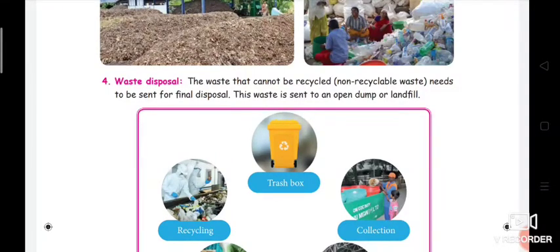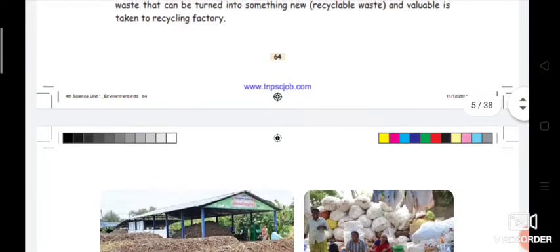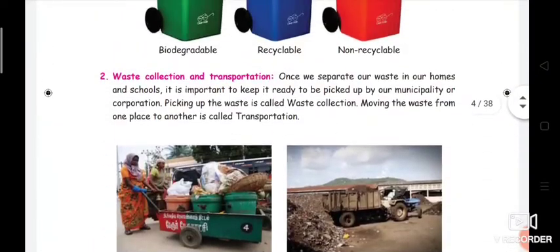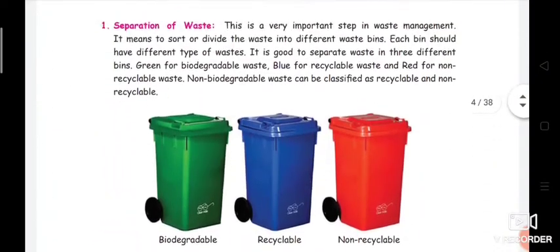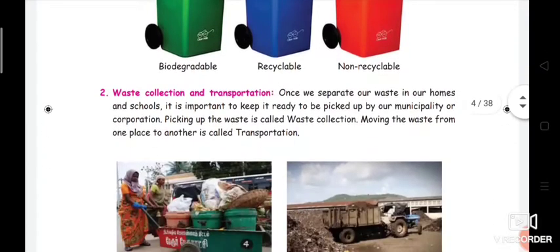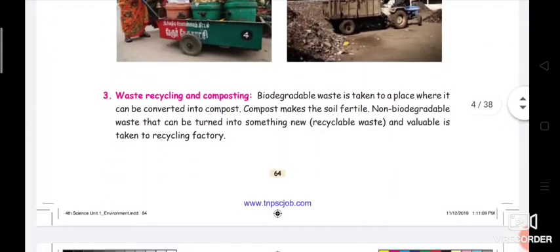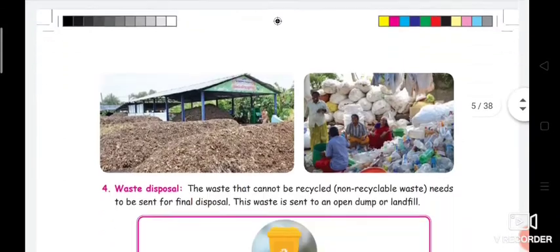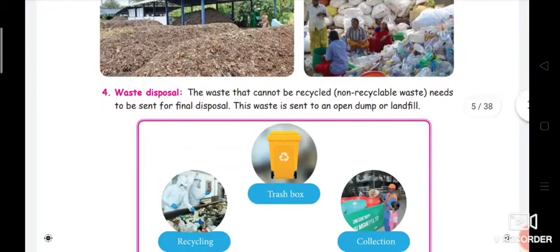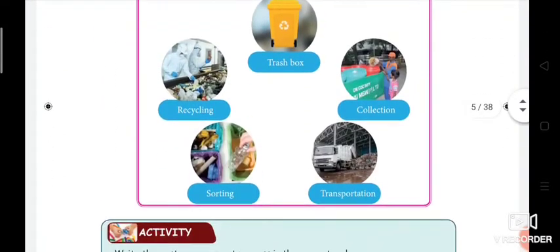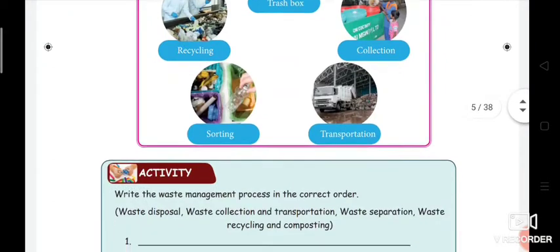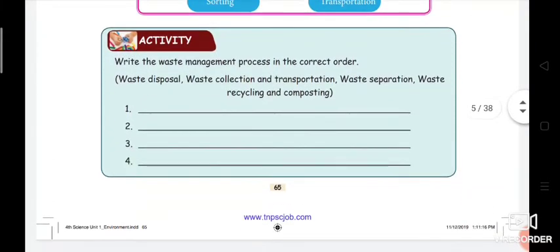Okay, so there are 4 different steps involved in waste management: separation of waste, waste collection and transportation, waste recycling and composting, and waste disposal. Okay, so I know everyone will be thorough with this topic, that is waste management.